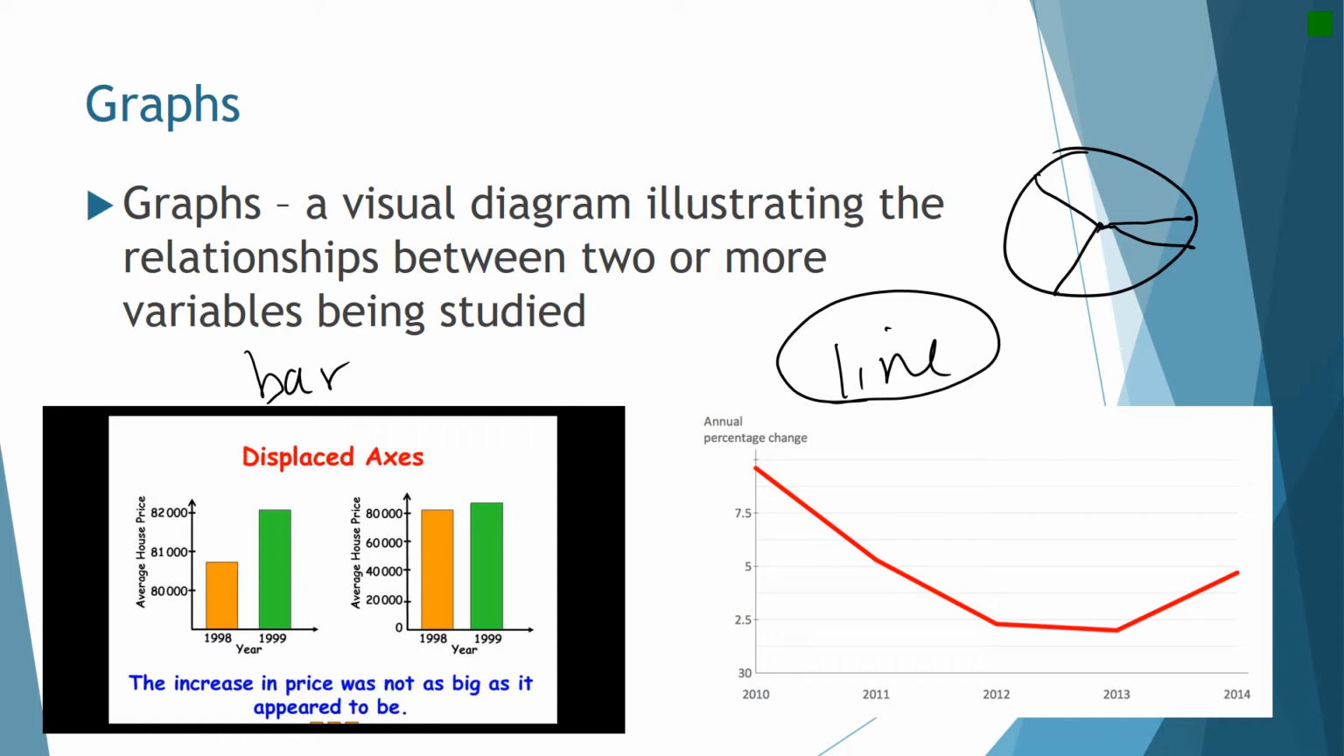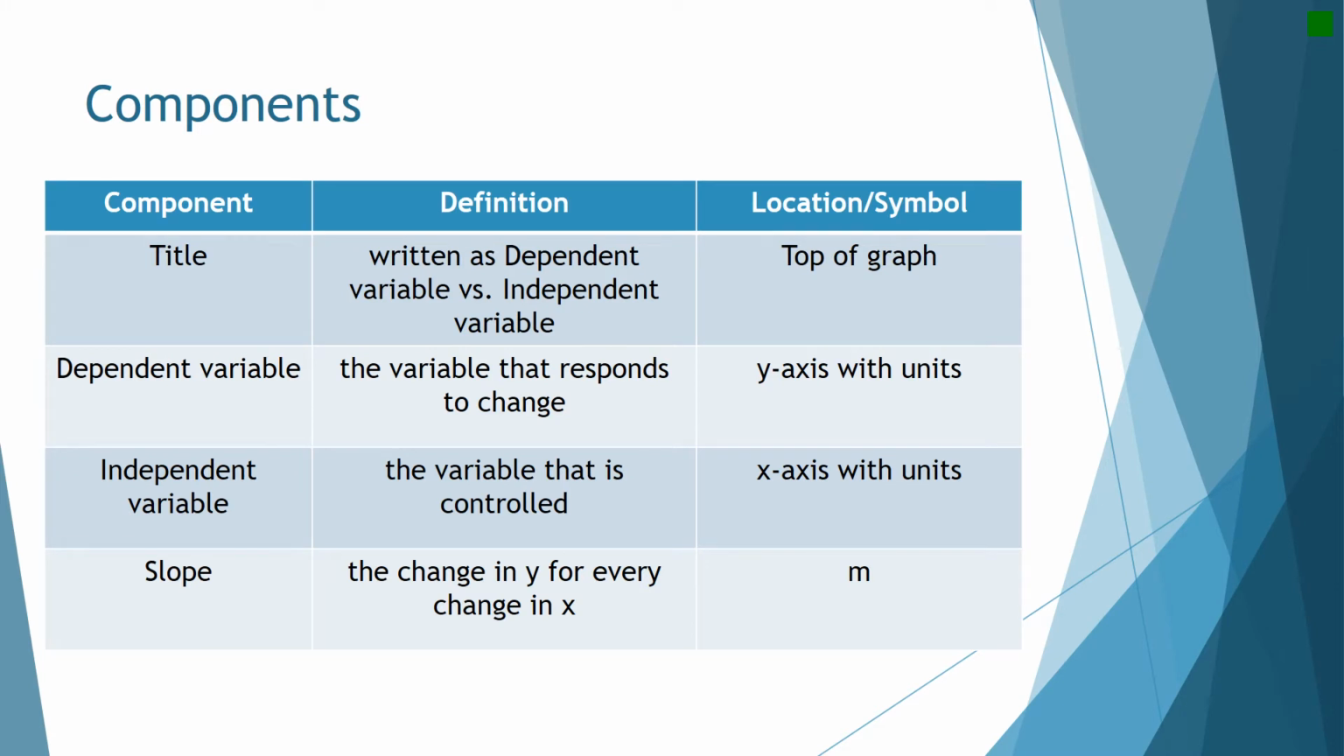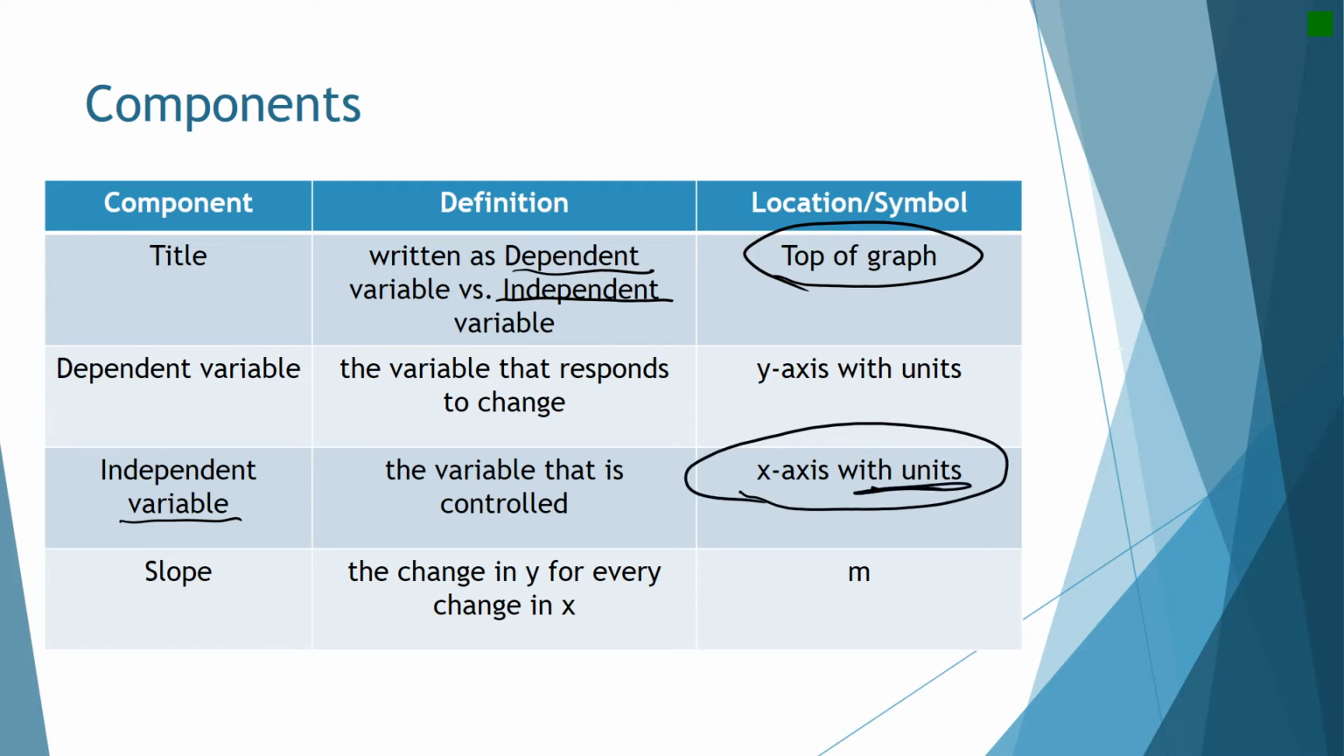relationships between two variables. There are a few components that every graph, especially every line graph, will need. First, you need a title. You will write the title at the top of the graph, and it will always be written in the format of dependent variable versus independent variable. Now, it is not literally written as "dependent variable versus independent variable," which I have gotten from students. You want to apply it directly to your graph, so mass versus volume or something like that. I'm going to skip the dependent variable because I think the independent variable is easier to identify. And the independent variable will always go on the x-axis and always include your units.